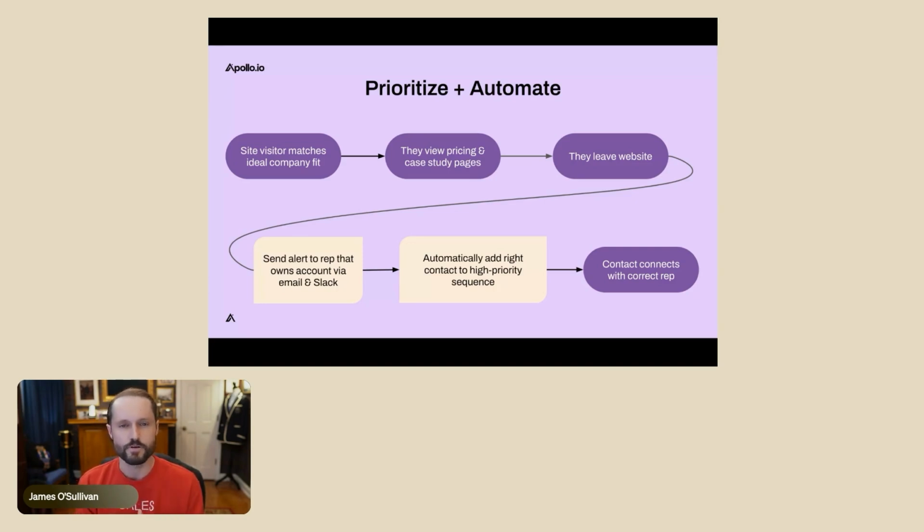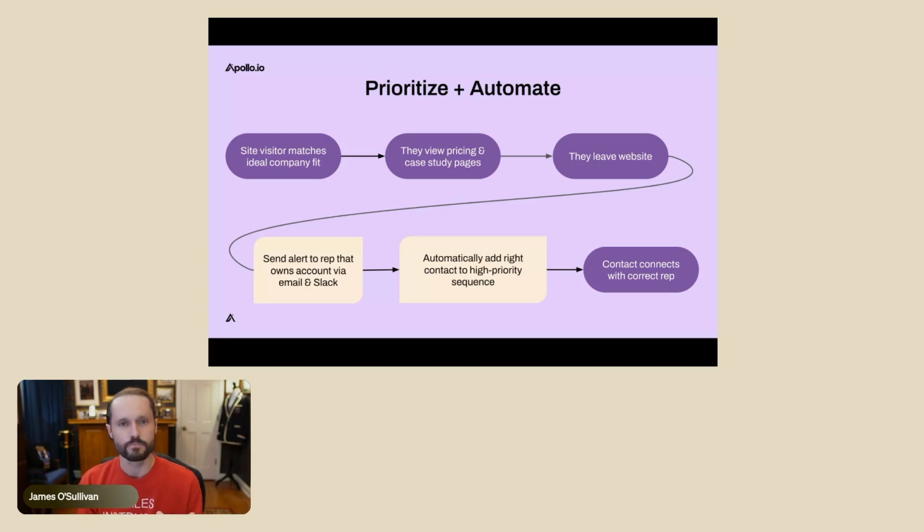That seems to show some real interest, or somebody's doing their homework, but they left the website. They didn't fill anything out, and they've never responded to any emails. They've never picked up a phone call. So we're going to set up Apollo when that happens to alert the rep, the person that owns the account or selling the account. They're going to email them or send them a message in Slack.